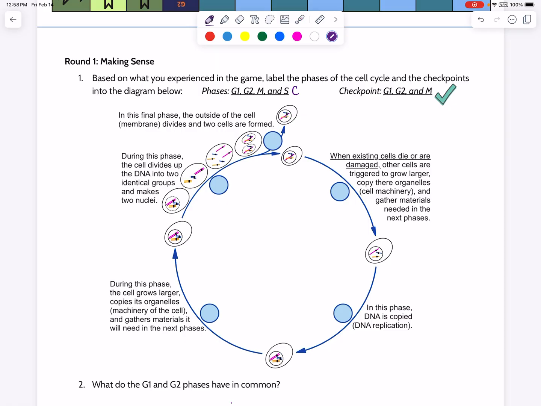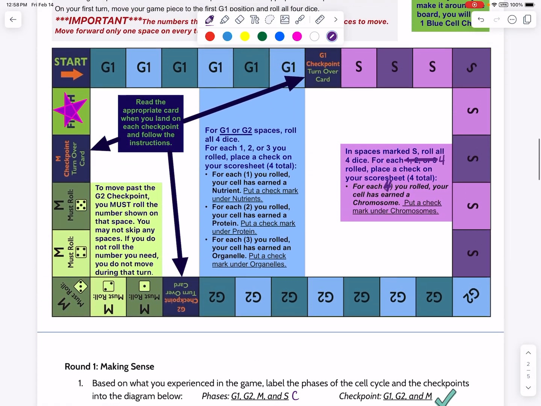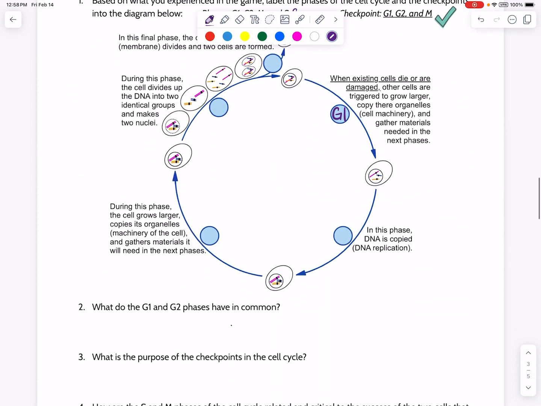So here we go. When existing cells die or are damaged, other cells are triggered to grow larger. This part of our game was that G1 phase. So I'm going to label that one G1. And then it's kind of easy because you can use the game board. So we know that S came next, which stands for synthesis of DNA.